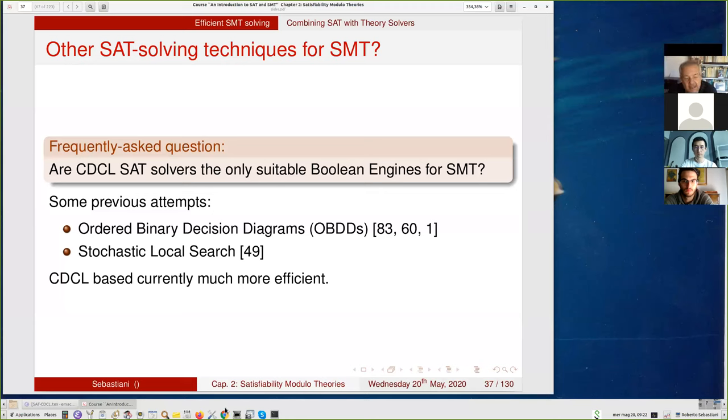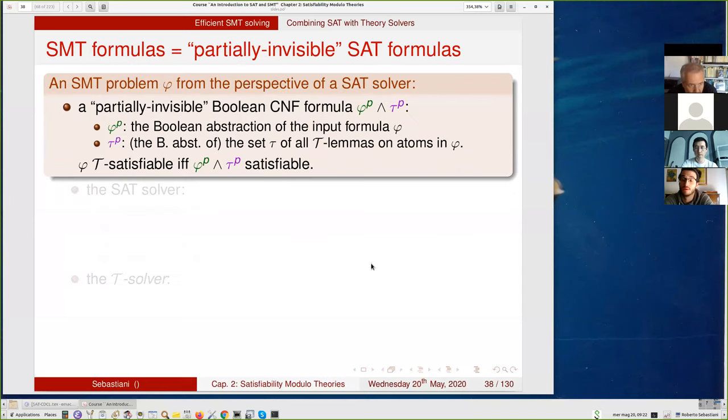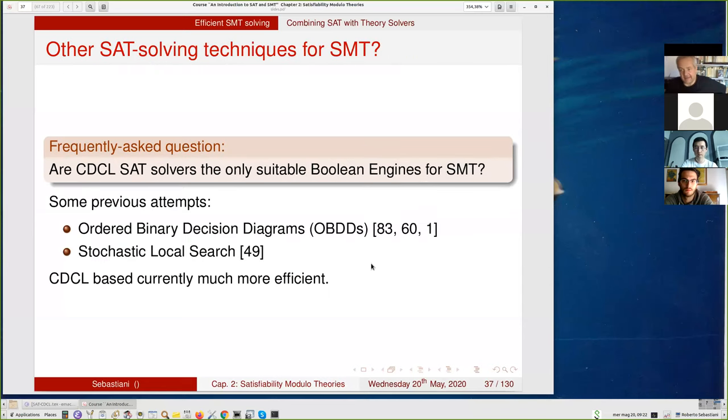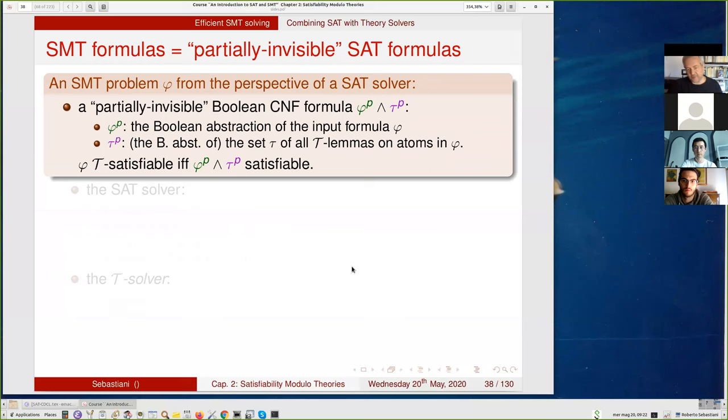So CDCL-based SMT solving is currently by far the most interesting approach. There are variations of that, like model-based SMT, which is a further evolution of CDCL, but this exceeds our context here. Okay, I just wanted to give you a different perspective on what SMT is, to clarify better how it works. I give you the perspective of what happens in SMT solving from the point of view of a SAT solver.